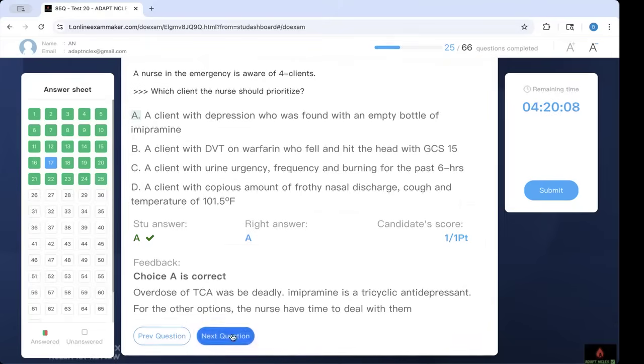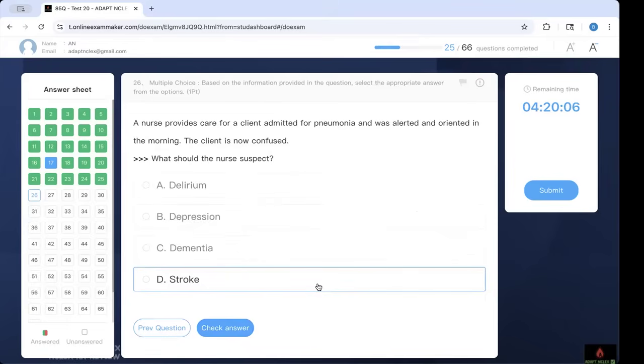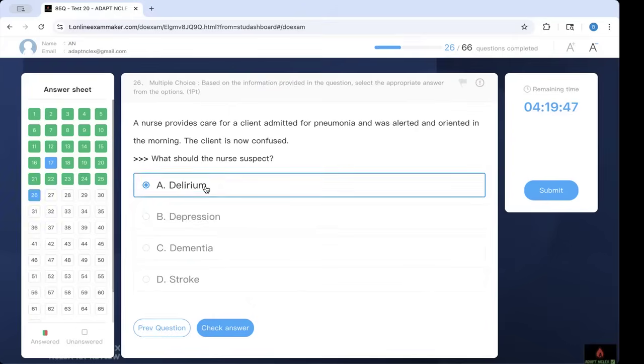Bad problem. And let's provide care for a client admitted for pneumonia. The client was alert and oriented in the morning. The client is now confused. Alert and oriented in the morning, now confused. What should the nurse expect? Delirium, depression, dementia, stroke. Acute change in mental status is what? No stroke, no dementia, no depression. Delirium.